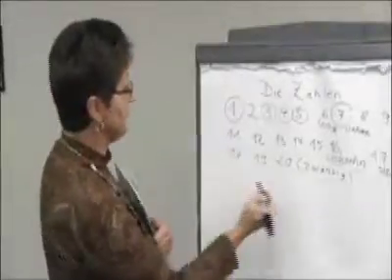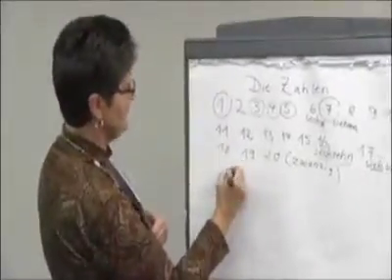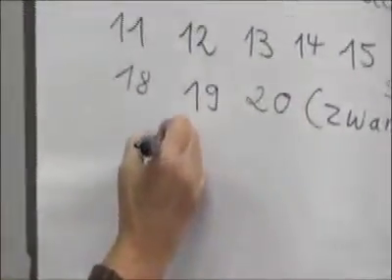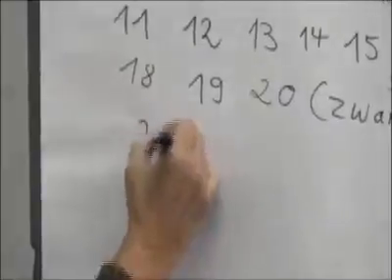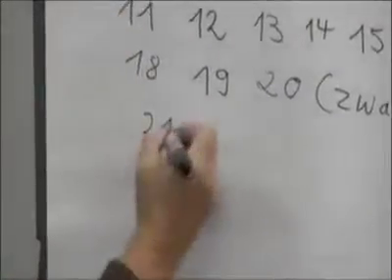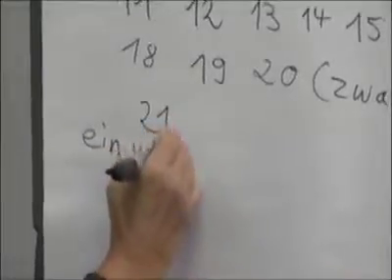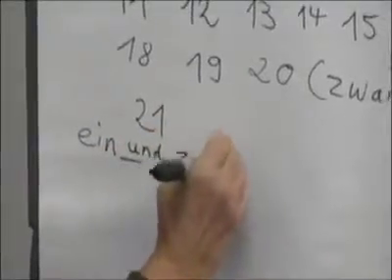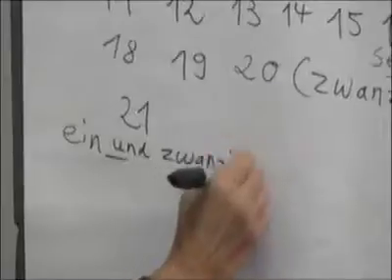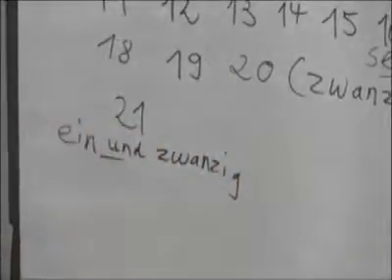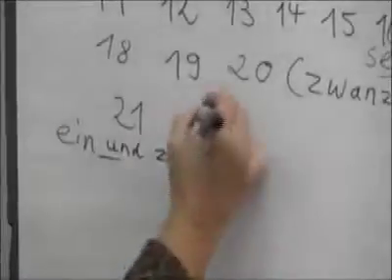So, when we say 21, we start with the 1 first. And we put the word und between. 1 und 20. So, ein, the word und, and then the number 20. 1 und 20. So we do it backwards from English.